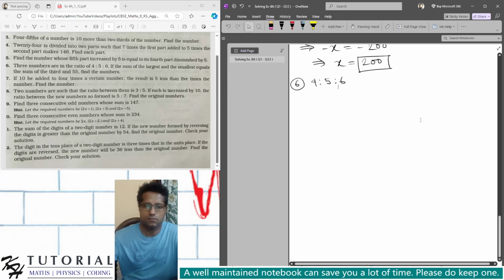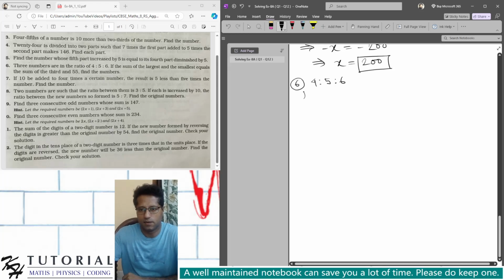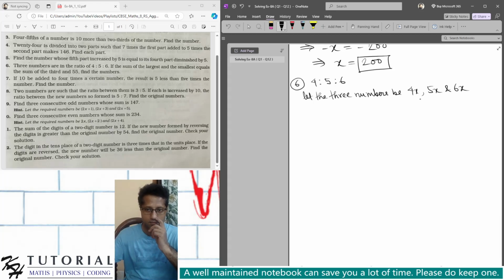So usually when we are given the ratio of 2 or 3 numbers, we assume the numbers to be the part of the ratio multiplied by x. So we assume that the three numbers be 4x, 5x, and 6x. So definitely 6x is the largest number, 5x will be the second largest number, and 4x will be the smallest number.